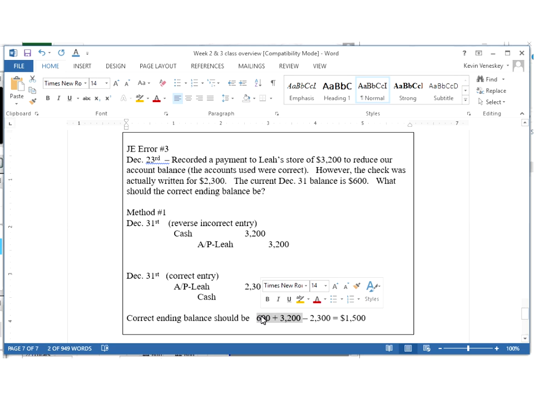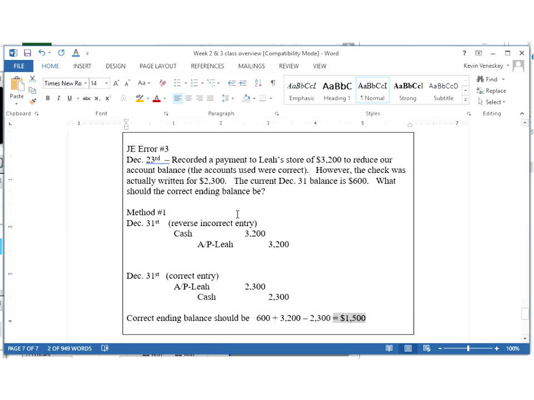So right now, if I was looking at Leah's account, I owed $600. That's what I showed on my T account. Now I'm putting that $3,200 back on. So now I'm back up to where I started, which now we can tell was $3,800 is what I owed Leah's. Now I'm going to go in and do the correct entry and show that, all right, now what I really got was a reduction on my account payable, but it was only for $2,300. And I want to credit my cash for the $2,300 that I actually paid. And so the balance of my account payable to Leah was the $3,800 minus what it really should have been, $2,300, leaving me with only $1,500 remaining in the debt.